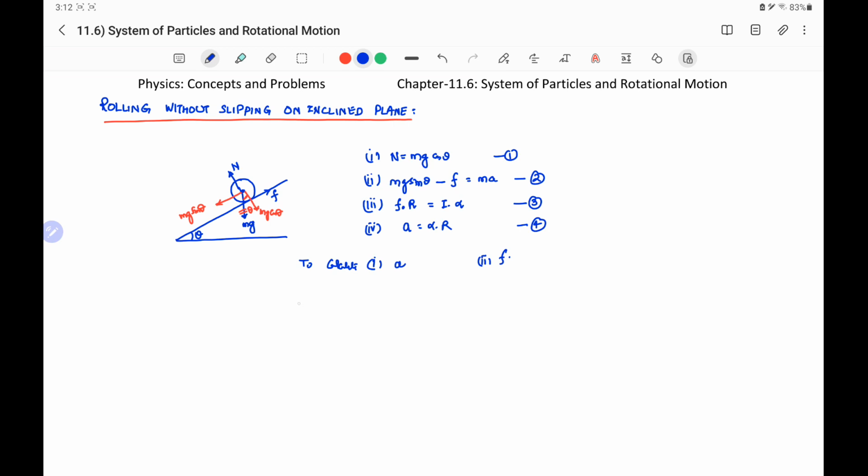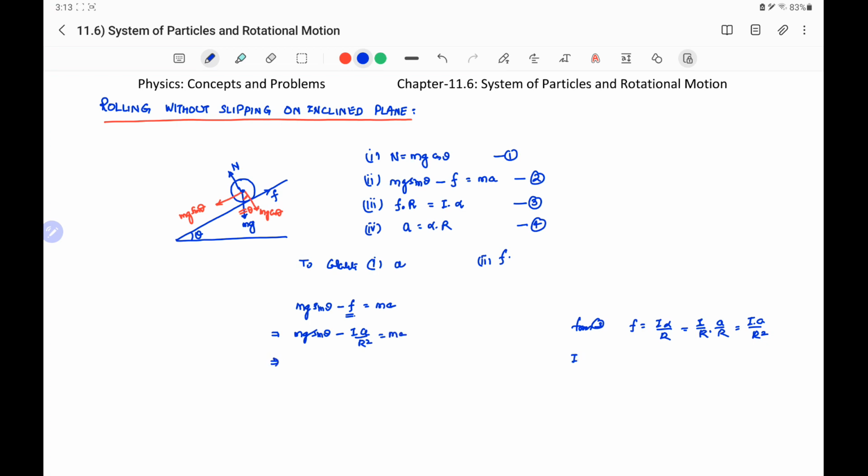So using equation number 2, which is mg sin theta minus F equal to ma, we have to first replace this F. From equation number 3, we can calculate that F equals I alpha by R, and replacing the value of alpha from equation number 4, we have I by R into a by R, that is equal to I into a by R square. So replacing this value of the friction F, we have I a by R square equal to ma.